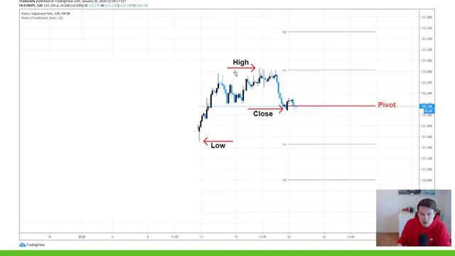The pivot point does not automatically fall in the middle between the high and the low, obviously, because the close can be closer to the high, it can be closer to the low, and the pivot point is just an average of those 3 points.